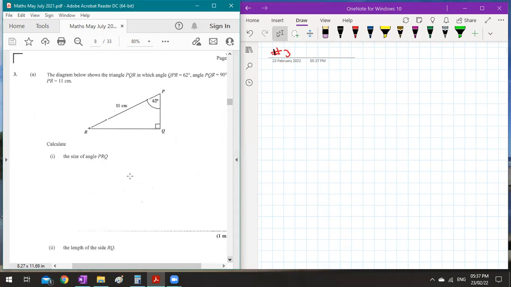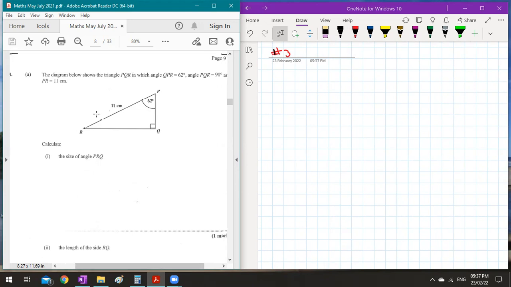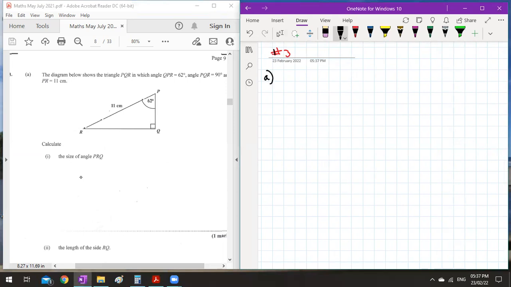Now, question 3. The diagram below shows a triangle PQR with the angle QPR. So the angle is in the middle letter, which is 62. Angle PQR is 90 degrees, and PR is 11 centimeters. Right, so question 3 part A.